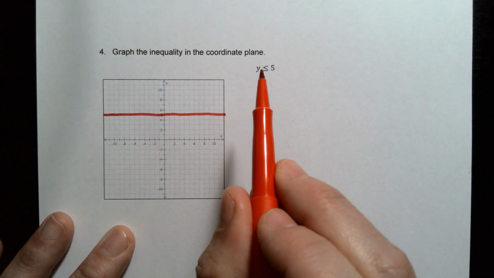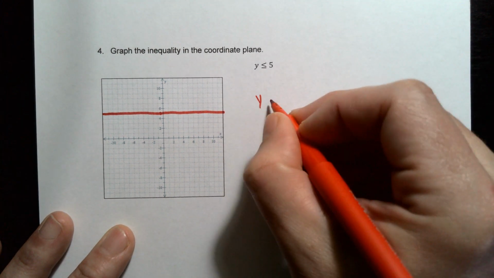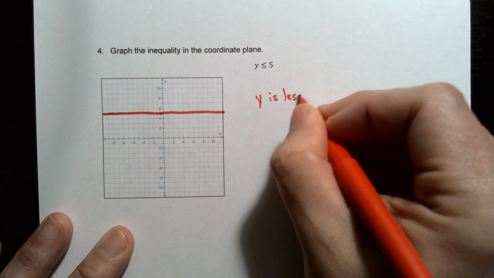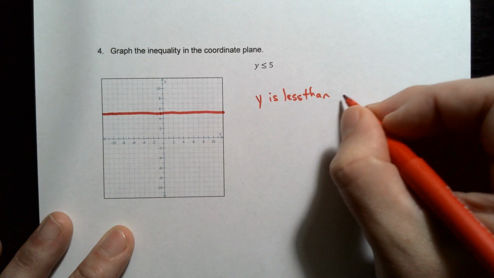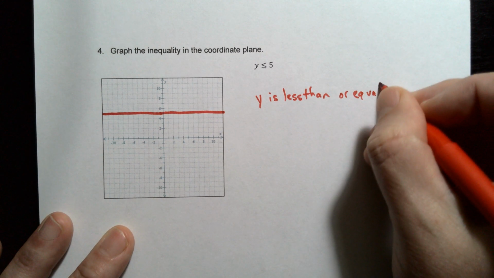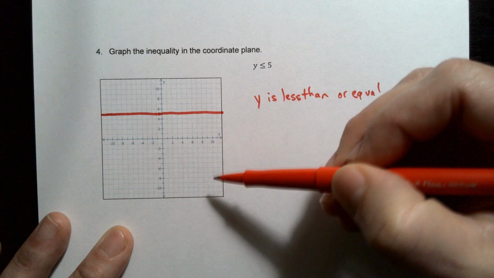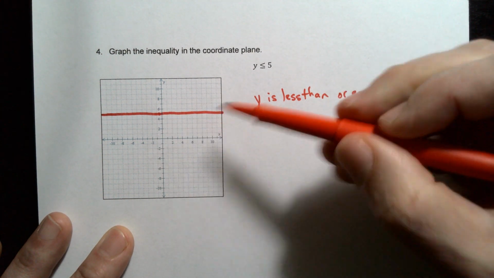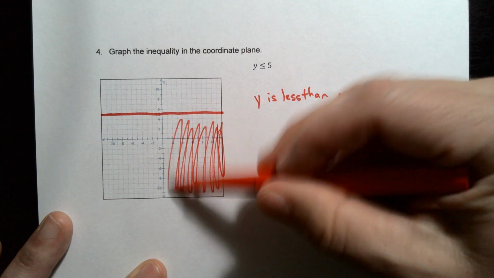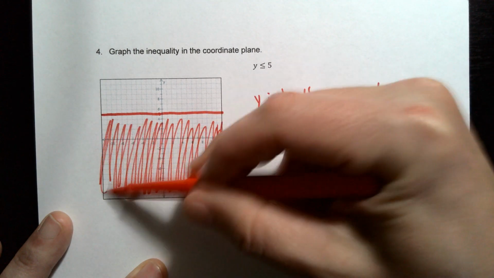Since it says y is less than, it also says or equal to. Then less than 5 is down here at 4, 3, 2, 1, 0, all this stuff. So we're going to shade this area. And that's it.